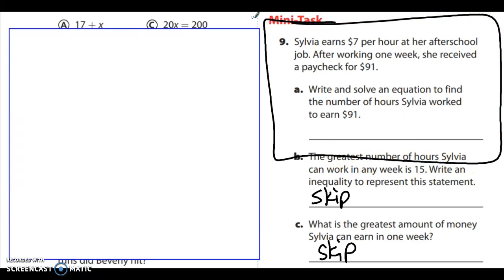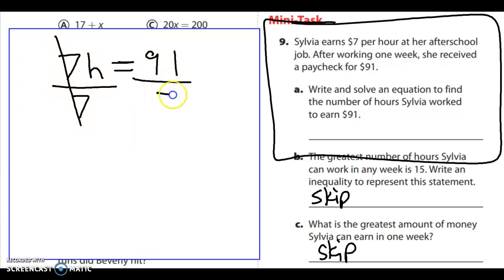All right, 9 reads, Sylvia earns $7 per hour at her after-school job. After working 1 week, she received a paycheck for $91. Write and solve an equation to find the number of hours Sylvia worked to earn $91. So I hope you recognize and can envision this as she makes $7 per hour. We don't know how many hours she worked, but we do know that she made a total of $91. If we knew the amount of hours to get her amount of money, we would do 7 times that number, and it would be equal to 91. How do you solve a multiplication equation? You divide. So I'm going to divide by 7, and I'm going to divide by 7.